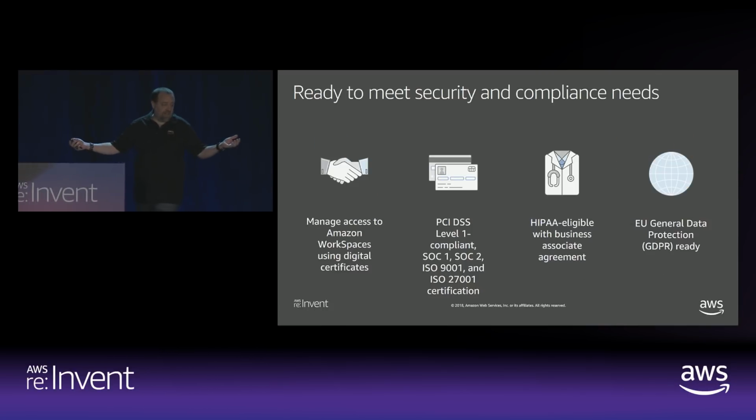We are ready to meet security and compliance needs. You can, as I said, manage access to WorkSpaces using digital certificates. We're PCI DSS Level 1 compliant, SOC 1, SOC 2, ISO 9001, 27001, HIPAA eligible if you have a business associate agreement, and we are, as all AWS services, EU GDPR ready.